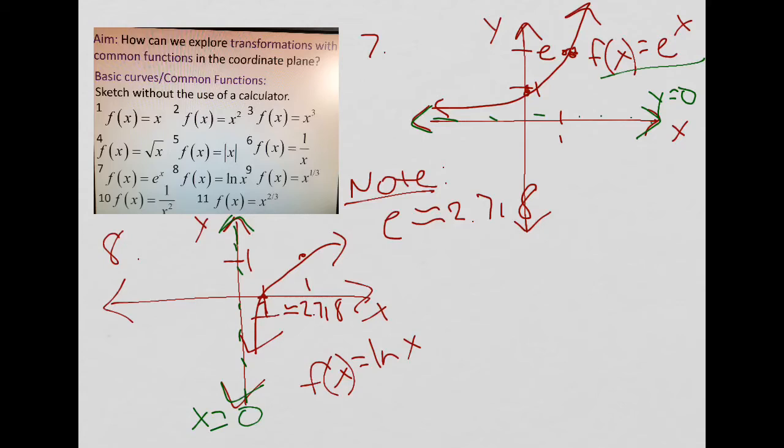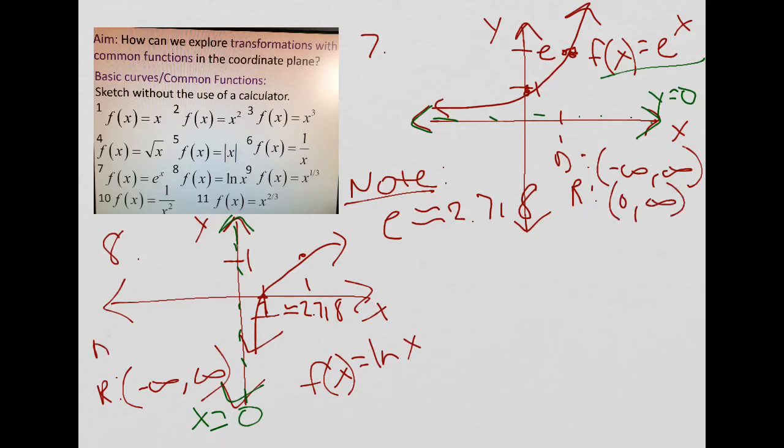Okay, and with these functions, keep track of the domain and the range as you're looking at them. They are kind of switched. The domain here is from -infinity to infinity, but the range here is from -infinity to infinity. That's because these are inverses of each other. The range here is from 0 to infinity, whereas the domain here is from 0 to infinity, not including the 0. All right, we're up to number 9.